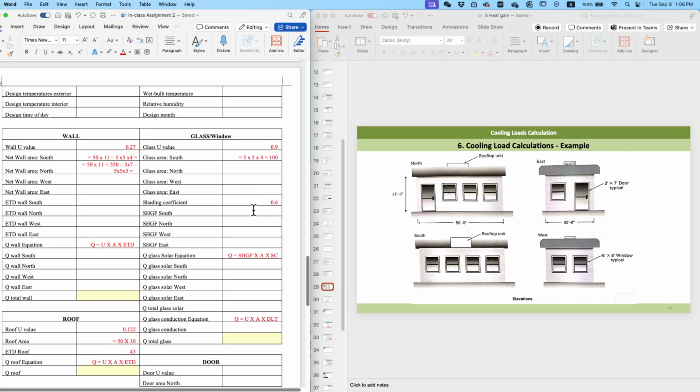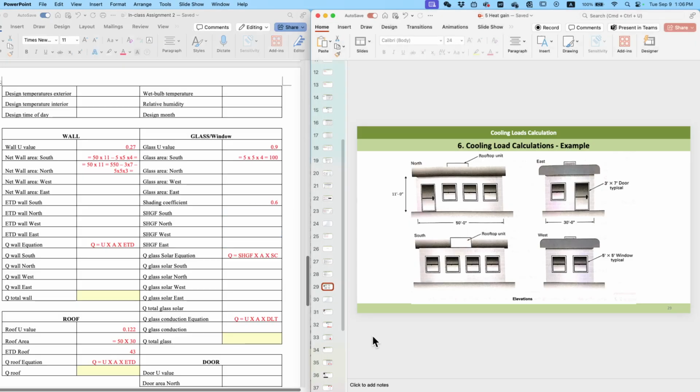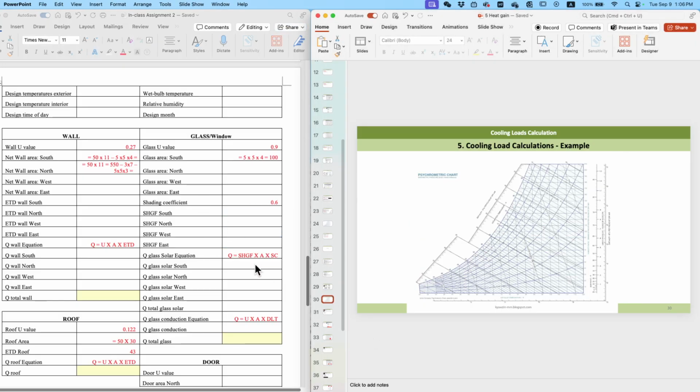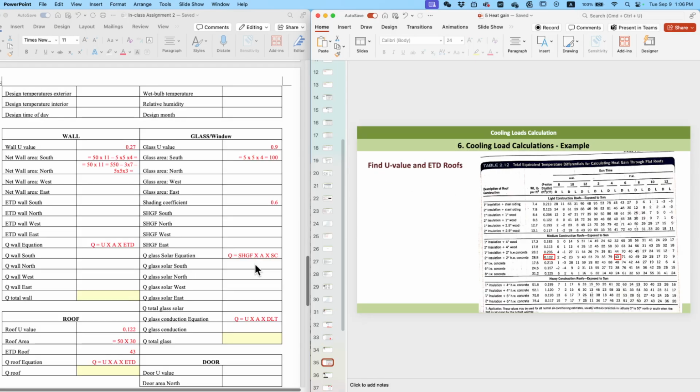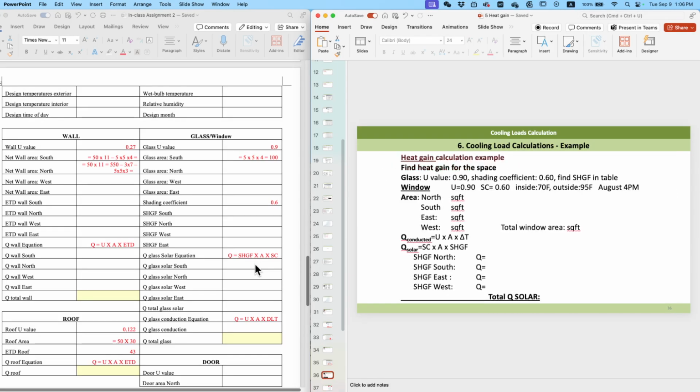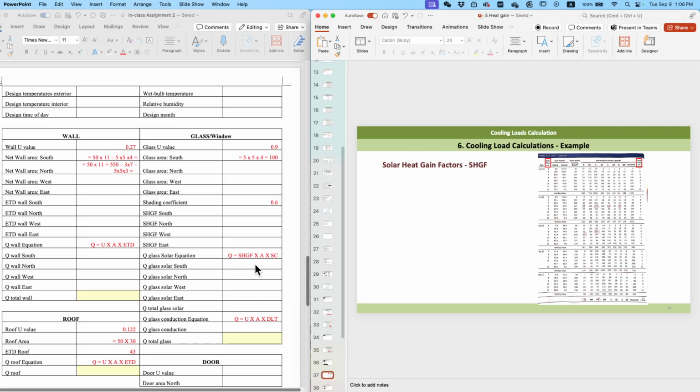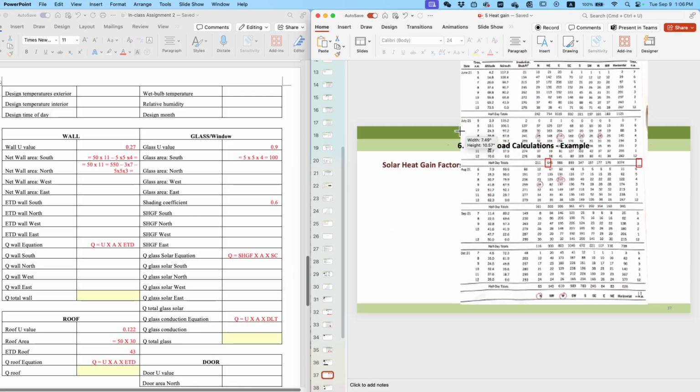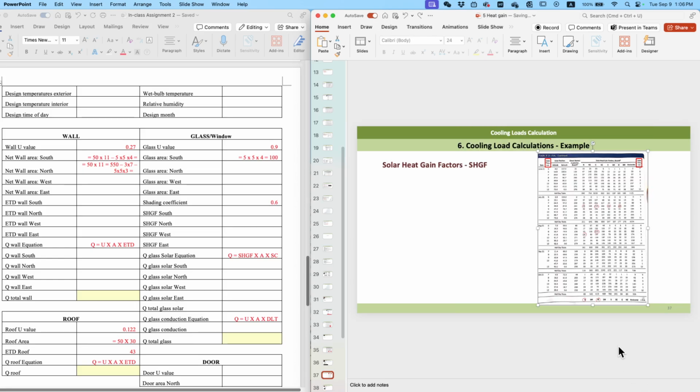And then let's start the SHGF. SHGF you have to find from table. Like this one. This is for the window SHGF. Okay. Go back.